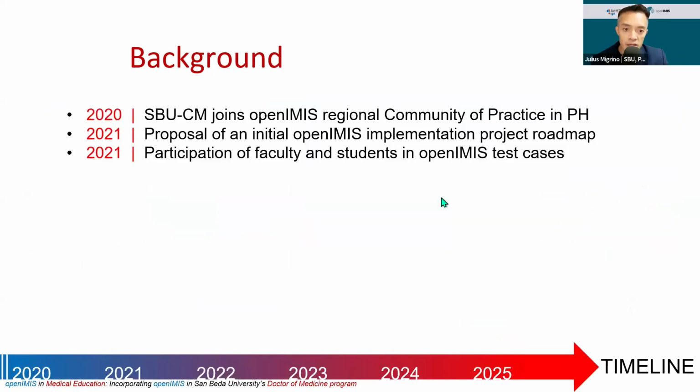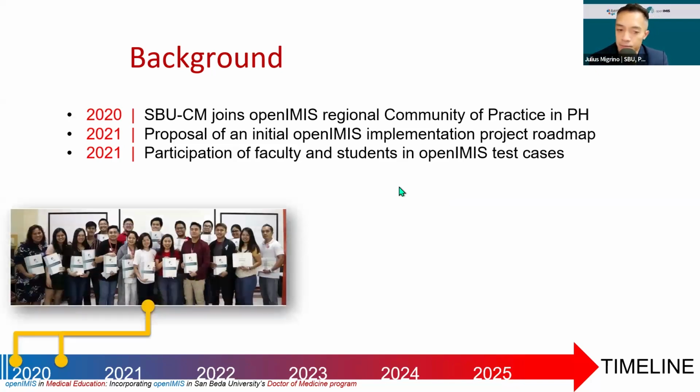Now, San Beda University College of Medicine is situated in the city of Manila, Philippines. And we as a university, and particularly as a college, collaborated with AHIN to include San Beda University as part of the openIMIS Regional Community of Practice way back in January 2020 when everything was sane before the event. And this was facilitated through on-site trainings. An initial implementation project roadmap was proposed in 2021 with the objective of providing support in managing the country-level strategies of the openIMIS community of practice here in Asia, particularly through engagement with and participation of our faculty and students in the openIMIS online course and test cases. Here are some pictures.